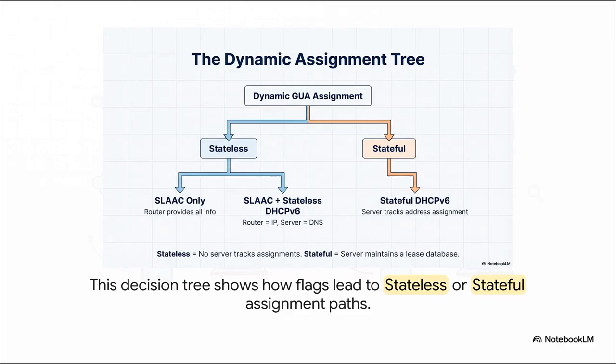The way these three flags are set creates this perfect decision tree. It guides the host down one of three very specific paths, and these paths fall into two main categories. You have stateless, where the host is pretty independent and makes its own address and no server really keeps track of it. And then you have stateful, where a central server is in complete control, managing and leasing out addresses and keeping a detailed record, or state, of who has what.